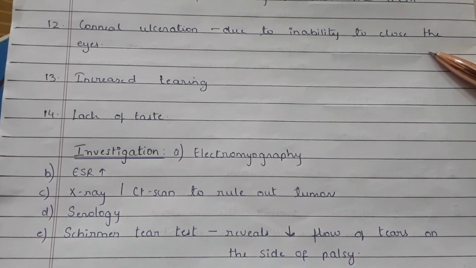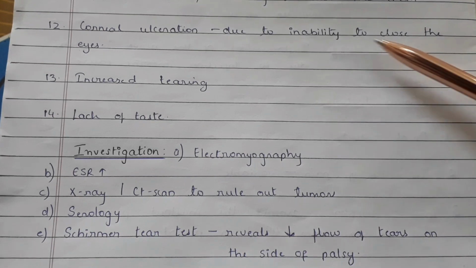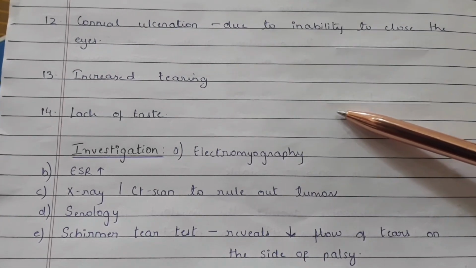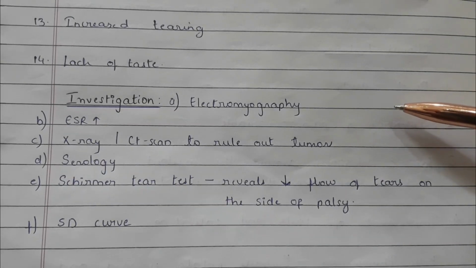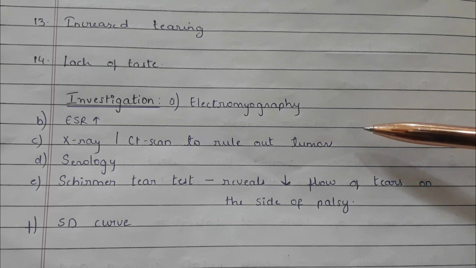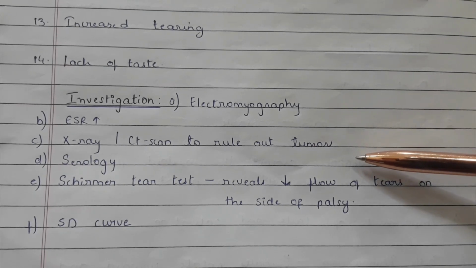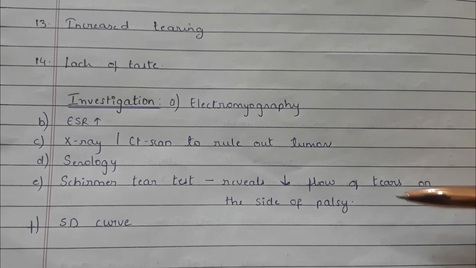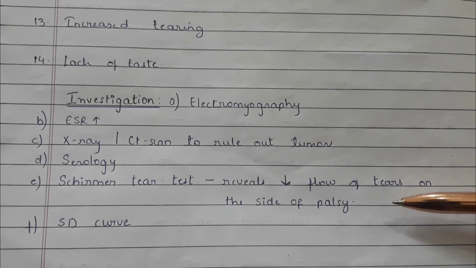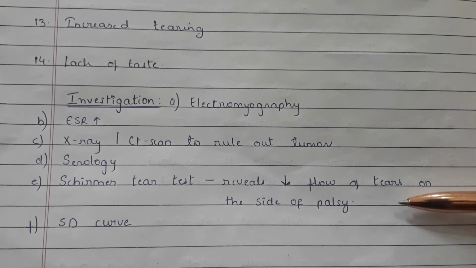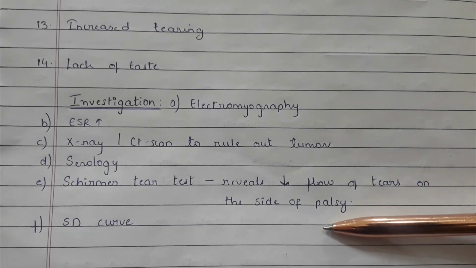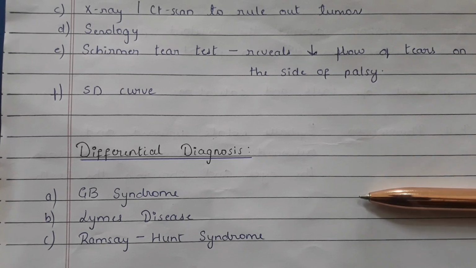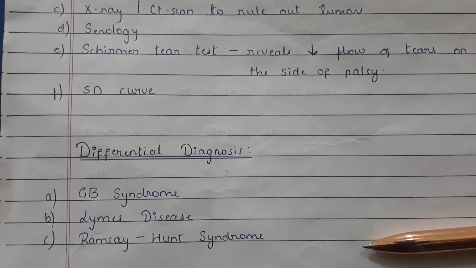Corneal ulceration due to inability to close the eyes, increased tearing, and lack of taste. Investigations include electromyography, ESR, X-ray, CT scan to rule out tumors, serological test. Schirmer tear test reveals decreased flow of tears on the side of palsy and SD curve. Differential diagnosis includes GB syndrome, Lyme's disease, and the Ramsay-Hunt syndrome.